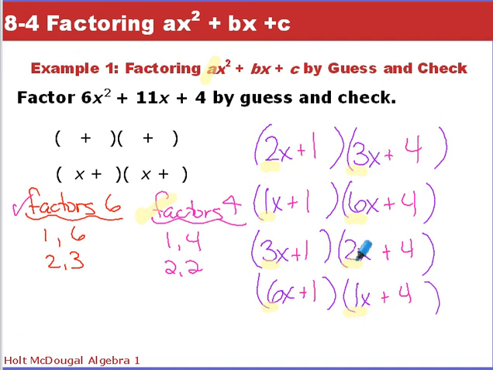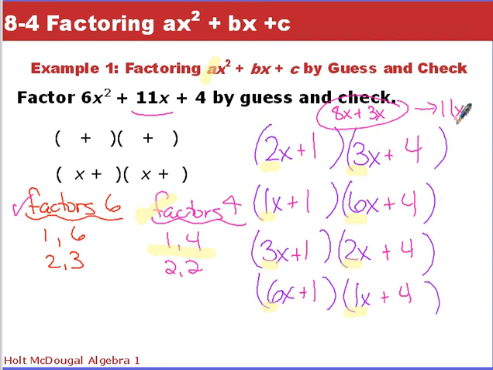Now I'm starting with the factors of 4. I'm trying out 1 and 4. I put 1 and 4 in here, and then I put 1 down here as a factor, and then 4 over here. So let's see if any of these are going to give us our middle term of 11x. So here we multiply 2x times 4, we get 8x, plus 3x. Oh, right off the bat, that will give us 11x.